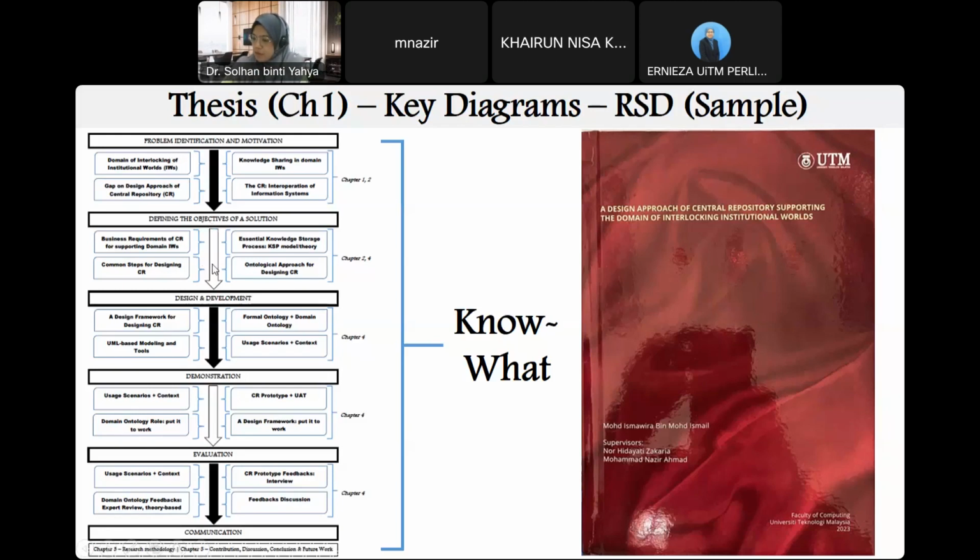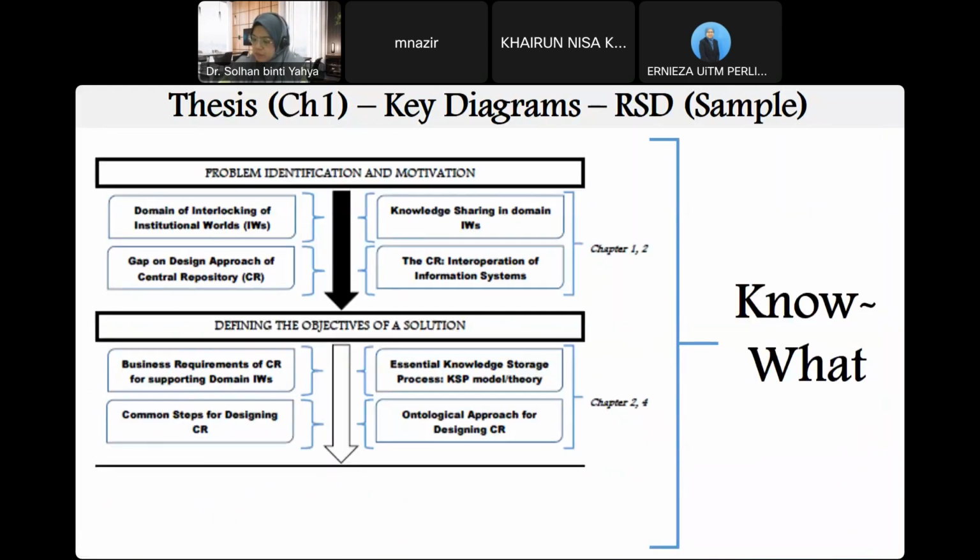Second phase, what the key knowledge he must know. Design and development, what the key knowledge he must know. So this diagram I provide to the student to help students to adopt design science research thesis and to organize this thesis chapter. All right. For example, this one know what knowledge.